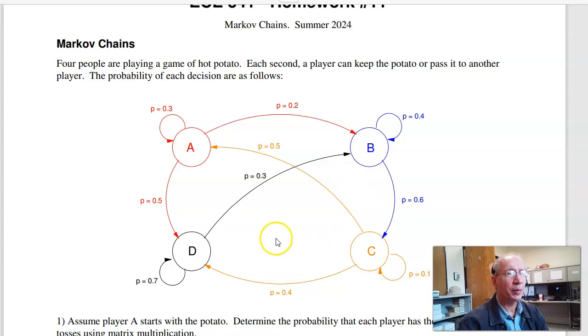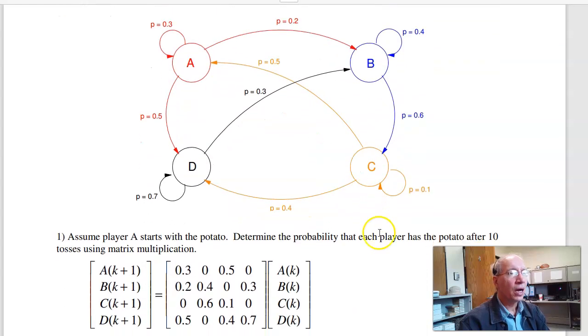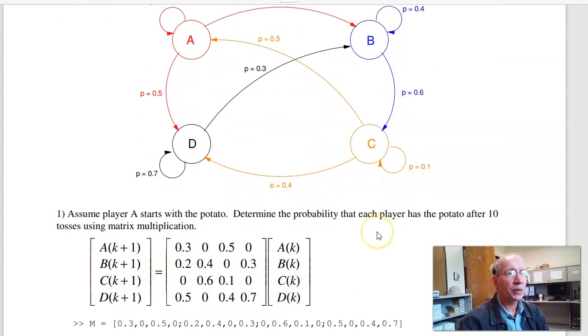I've got 4 people playing hot potato. If A has the potato, 30% of the time A keeps it, 20% passes it left, 50% of the time passes right. If B has the potato, 40% of the time keeps it, 60% passes right, and so on. Problem 1. Assume A starts with a potato. What's the probability that each player has the potato after 10 tosses?